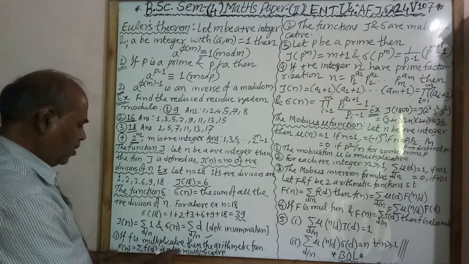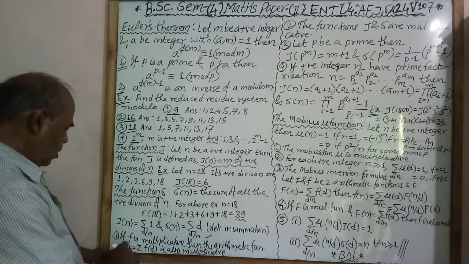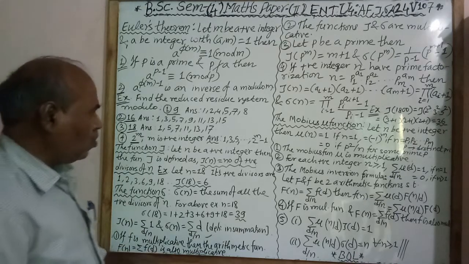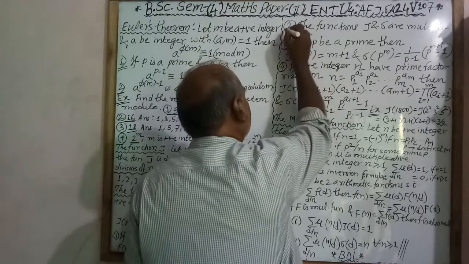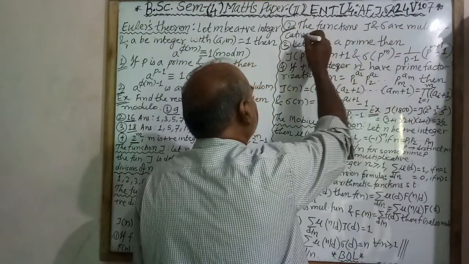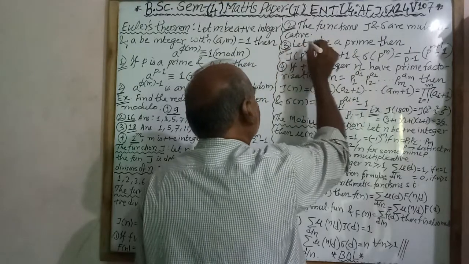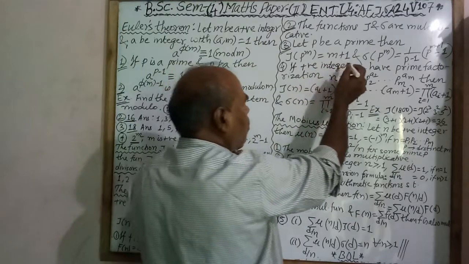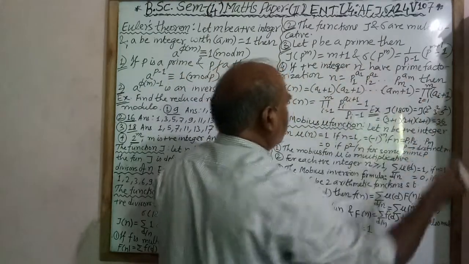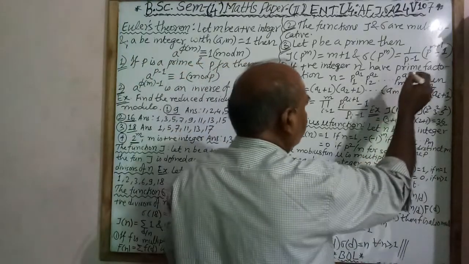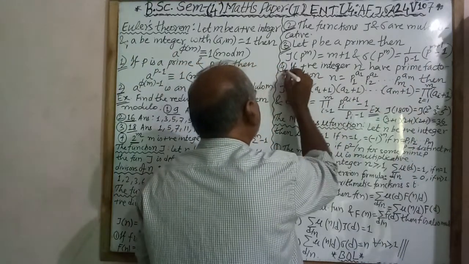If f is multiplicative, then the arithmetic function F of n equal to the summation of f of d over d dividing n is also multiplicative. Second, the functions sigma and tau are multiplicative functions. Third, let p be a prime, then tau of p to the power m equal to m plus 1 and sigma of p to the power m equal to 1 upon p minus 1 into p to the power m plus 1 minus 1.